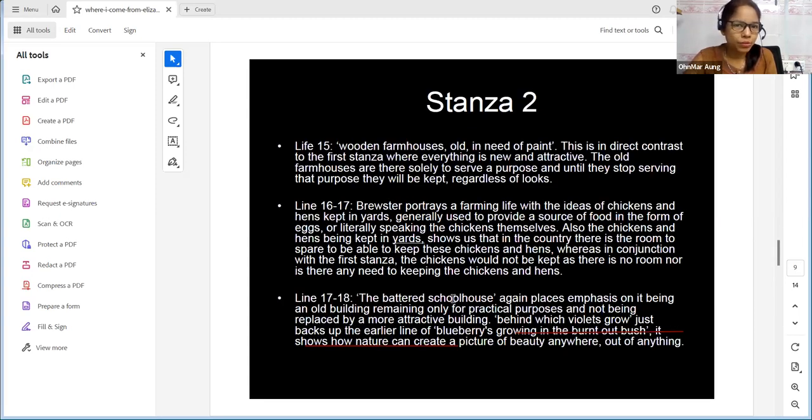Okay, let's continue. Line 15. Vanessa, go on reading. Line 15. Wooden farmhouses in need of paint. This is in direct contrast to the first stanza, where everything is new, the attractive.